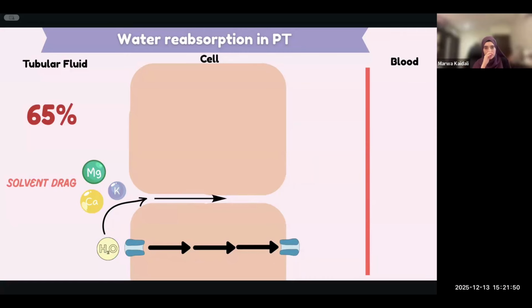So again, when water gets reabsorbed paracellularly, it's going to drag some ions with it, and those ions are magnesium and calcium, okay? And now the water reabsorption that occurs in the proximal tubule makes up about 65% of the water that comes from the glomeruli. So from the total water, basically, okay? So there's a lot of water reabsorption that will occur in the proximal tubule, okay? That's it for the water reabsorption.